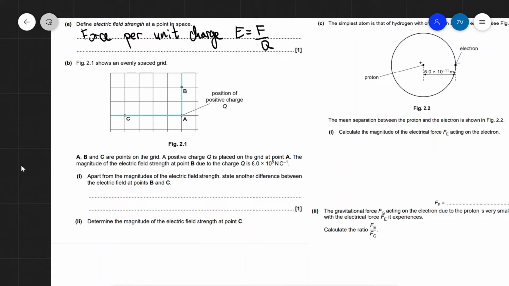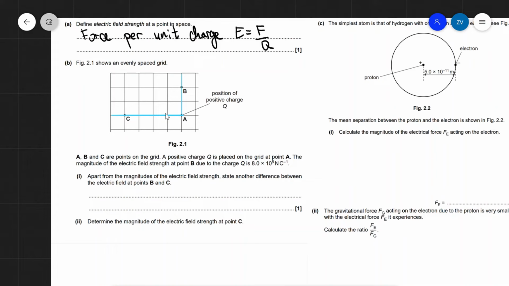So on to the next one. Apart from the magnitudes of the electric field strength, state another difference between the electric field at points B and C. Well, they're much further away from one another, which would mean that the field strength will be very different, but also the direction will be different because remember the field strength is actually a vector.